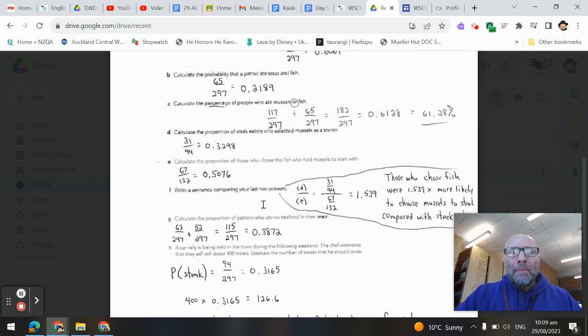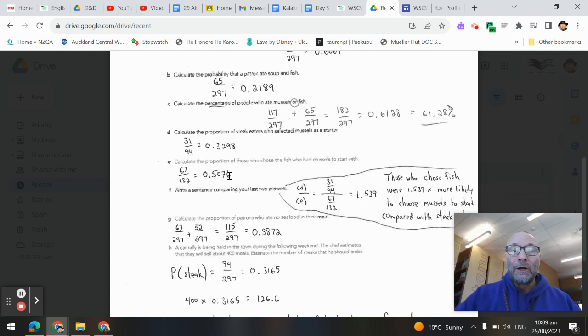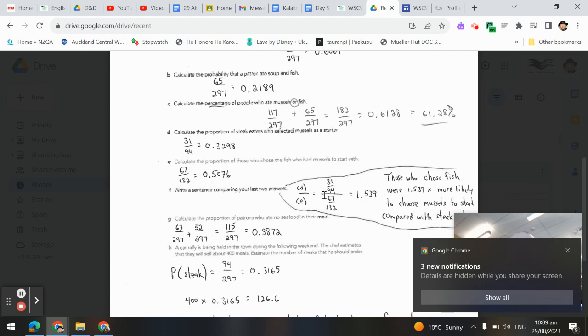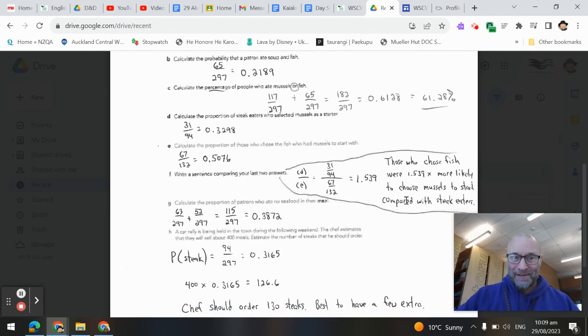Next one, compare my last two answers. Well, we can see when we change the fractions to decimals, it's easier to see which one is bigger. Looking at 31 over 94 and 67 over 132, you might not be able to see which one is bigger. But by changing it to a decimal, I can clearly see which one is bigger. Now, I did have these numbers upside down. Whoopsie. It should be 67 over 132 divided by 31 over 94. It gives us 1.539, meaning those who chose fish were 1.539 times more likely to choose mussels to start with compared to the steak eaters.